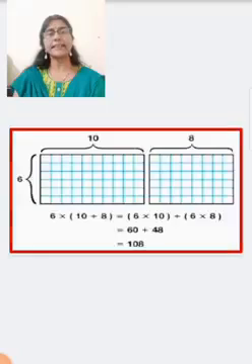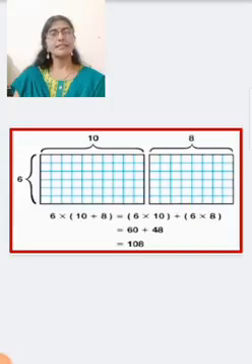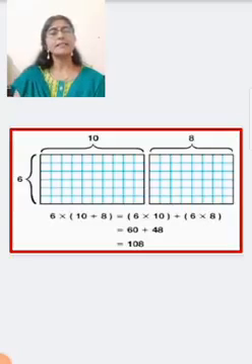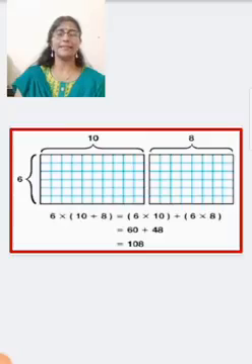Now let us see an example. 6 multiplied by 10 plus 8. So 6 is outside the bracket. That means you have to multiply 6 by 10 also and then by 8 also. So here 6 will be multiplied by 10 plus 6 will be again multiplied by 8. 6 multiplied by 10 is 60 and 6 8s are 48. Now we are going to add these two numbers. 60 plus 48 is equal to 108.